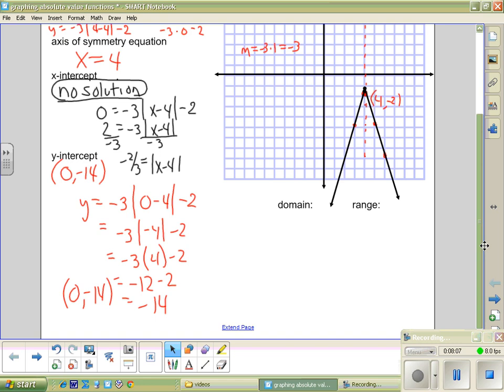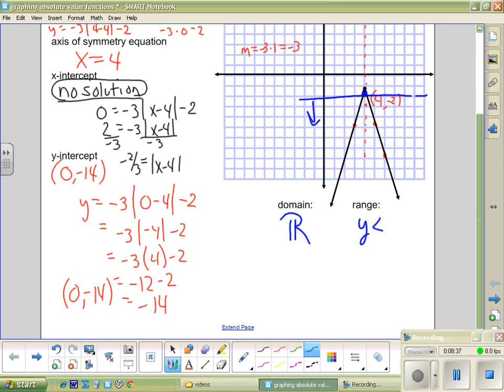Now, as far as the domain and range goes, I'll give you a hint: domain is very, very easy in these types of problems, because almost all the time in what we're dealing with, it is going to go from -infinity to +infinity. So we just say the domain is all possible real numbers. The domain is always going to be easy for you. The range, though, is a little bit trickier. In this case, we're starting at -2 and we're going down. So the range is all values of y that are less than or equal to -2.